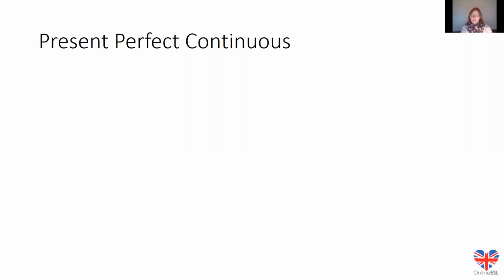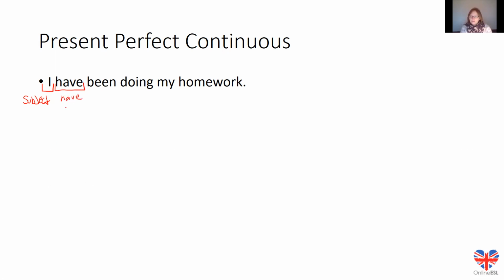So then we have the present perfect continuous. So our example sentence in the present perfect continuous, we have our subject, again, person or thing doing the verb, followed by have or has, depending on who is doing the verb. Then you need been. And finally, you need your main verb in its ing form, so the present participle. I have been doing my homework.